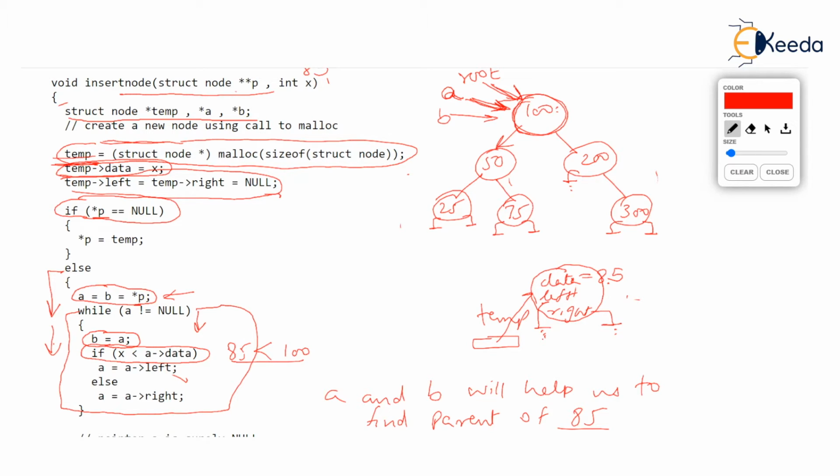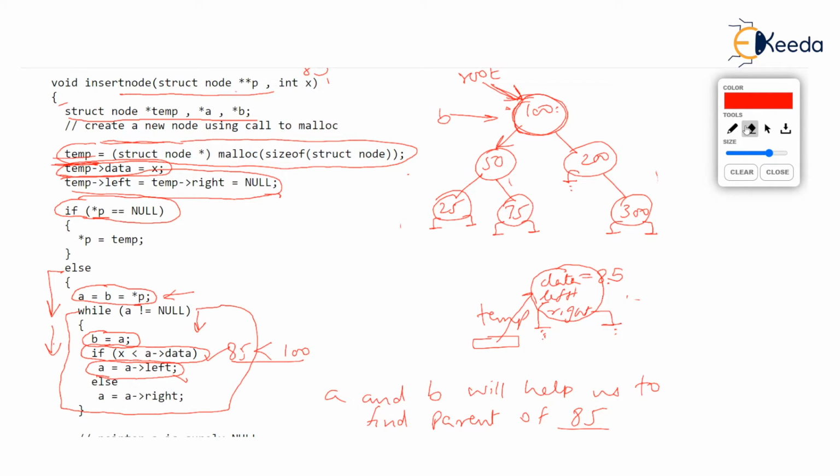I hope you got this. Then, as this if is true, A becomes A arrow left. That means the pointer A will discontinue to point to 100, but A will point to the left of 100. That is, A will point to 50. Yes, exactly. I hope you are getting it.